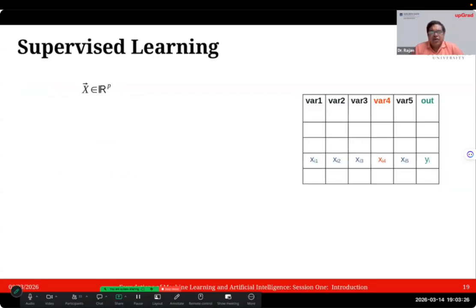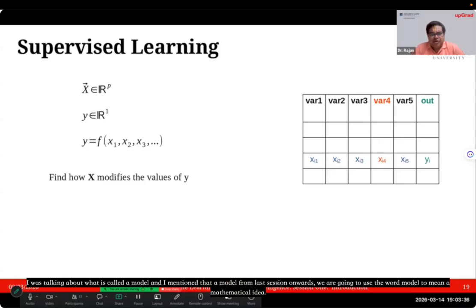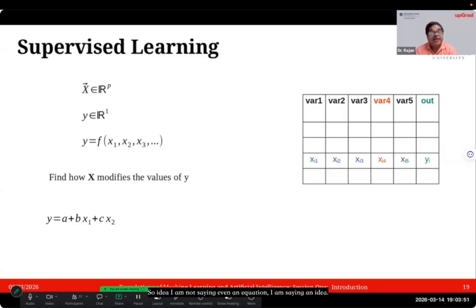Now, in terms of supervised learning, I think this is where we stopped in the last session. I was talking about what is called a model, and I mentioned that from last session onwards, we are going to use the word model to mean a mathematical idea. I'm not even saying an equation. I'm saying an idea. That's what a model is.